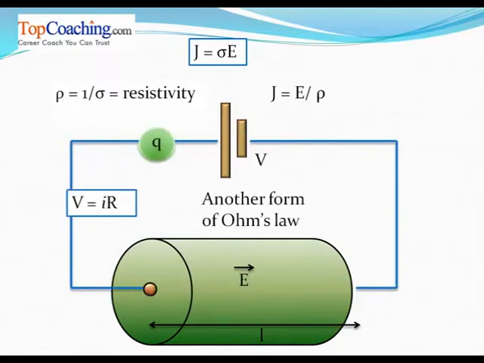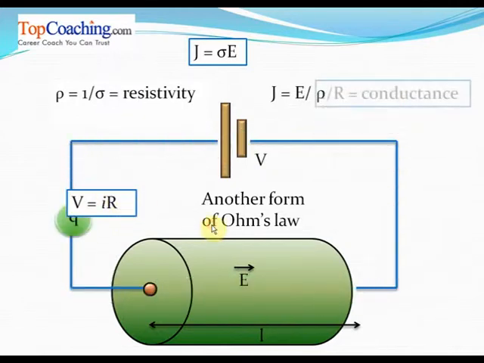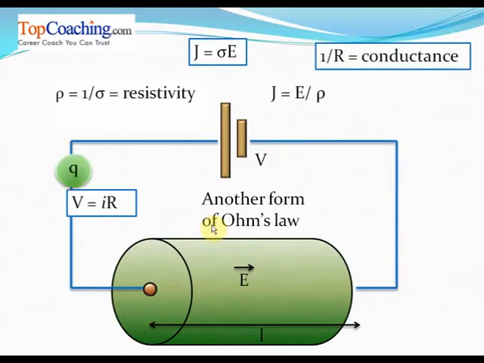The first form, of course, is J equal to sigma E, where sigma is the electrical conductivity. There is yet another term that is defined, and that is related to R, the resistance. Just as 1 by sigma is rho and 1 by rho is sigma, 1 by R is termed as conductance. So R is resistance, 1 by R is called conductance, sigma is electrical conductivity, and rho is electric resistivity.